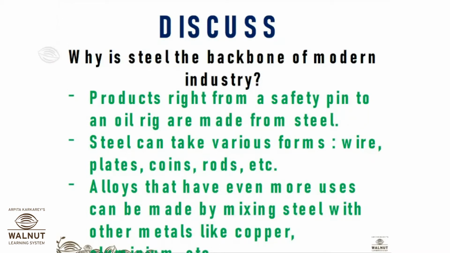Second is that many wires, plates, coins, rods, etc., that we use in our daily life, the plates that we use at home, or the coins that we circulate in the market, or the rods that are used in construction, are all made from iron and steel. Then alloys that have even more uses can be made by mixing steel with other metals like copper, aluminum, etc. So if you mix these with other metals, then you can make what are called alloys, and at times these alloys are also used in many of the products that we use in our everyday life. So that is the reason the iron and steel industry is the backbone of modern industry.